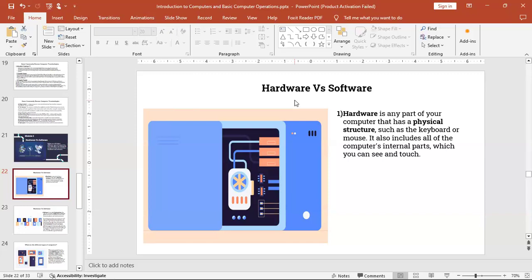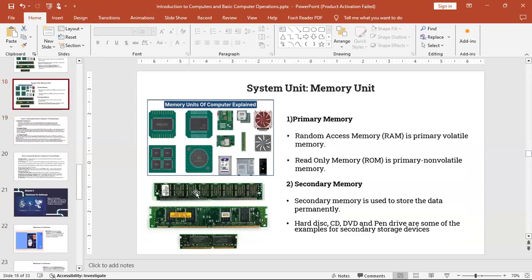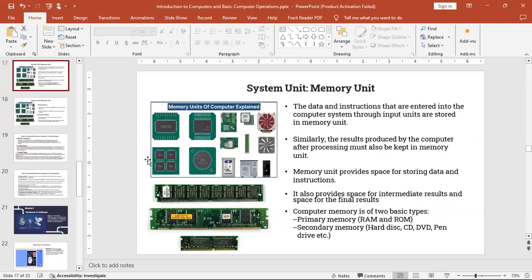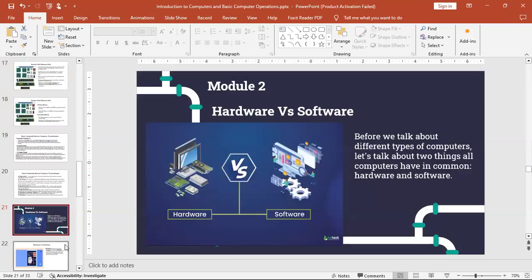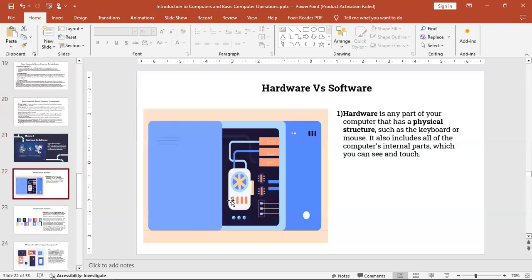Your keyboard comprises the hardware component of your computer. Even your RAM, your ROM, all these things that we saw here, these are hardware because you can see them physically and you can touch them. So all the physical parts of your computer that you can touch are what we call hardware. Even the cables, your battery, your charger, hardware.